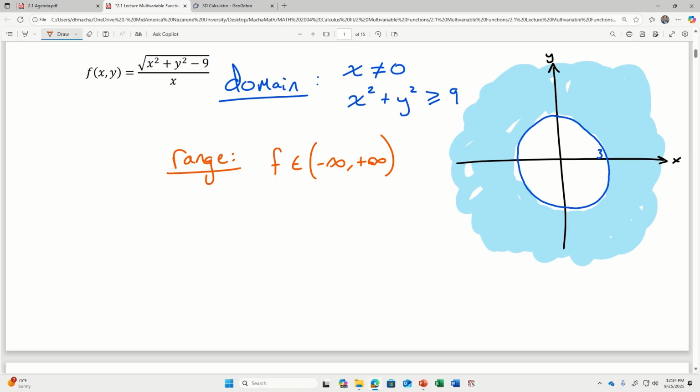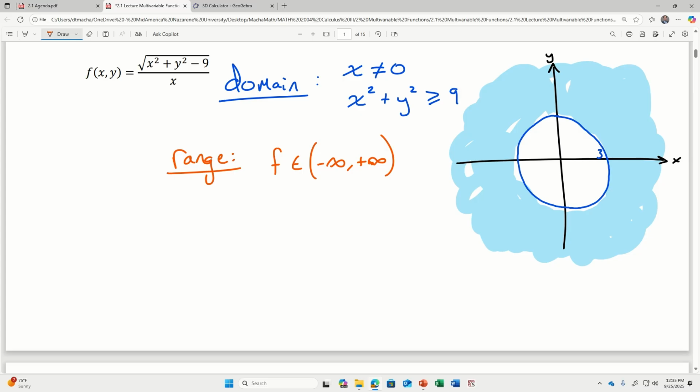Because I can get to any positive number I want. All I've got to do is make y greater than 3. And if y is greater than 3, then y squared is greater than 9. And so the numerator is something positive. And then I can get to any other positive number I want by just adjusting the value of x, right? I can make x a really, really small number that's just barely greater than 0. And then the whole function value being divided by x could be as large as I want it to be. So I can reach all of the positive real numbers.